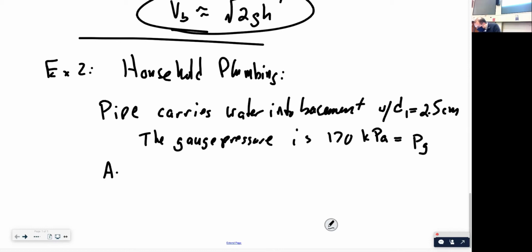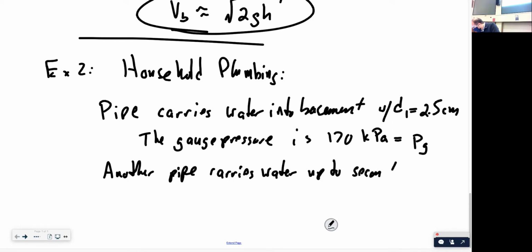Okay, another pipe carries the water up to a second floor sink. Has anybody ever seen the movie The Jerk, the Steve Martin comedy?